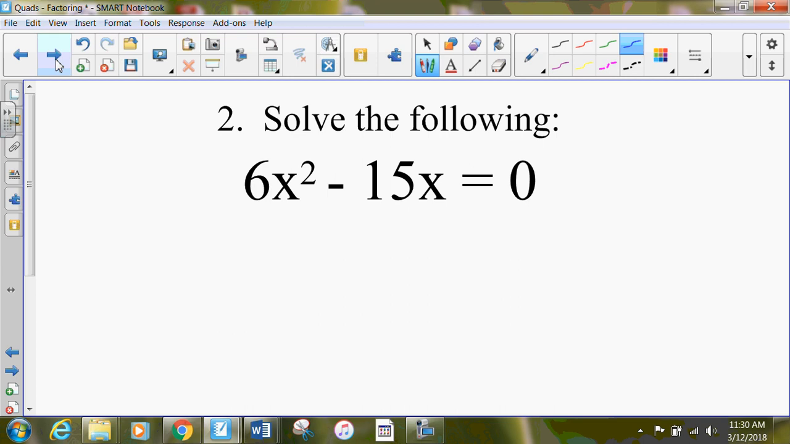let's move back to the notes, solve the following. So I look at this, and now I have a coefficient. Just like last time, I'm going to look at the number first, just like the last tutorial. What goes into 6 and 15, the biggest number we can think of? That's right, 3 is the biggest number. Then what's the biggest x we can factor out when we have x squared and x? Well, the biggest x that's common to both of them is just x.